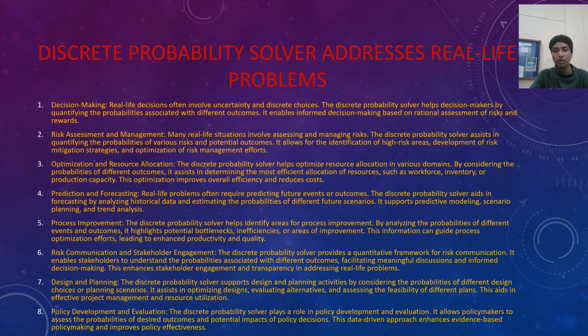Third, optimization and resource allocation. The discrete probability solver helps to optimize resource allocation in various domains. By considering the probabilities of different outcomes, it assists in determining the most efficient allocation of resources, such as workforce, inventory, or production capacity. This optimization improves overall efficiency and reduces costs.